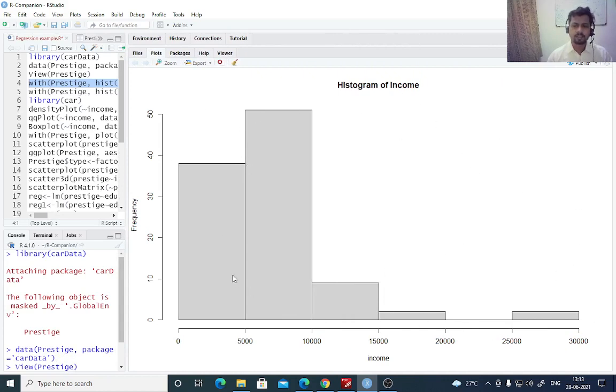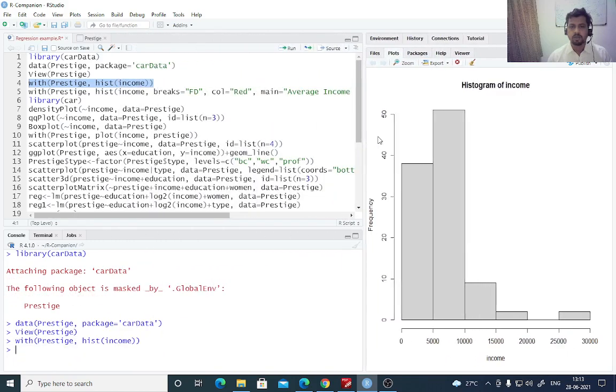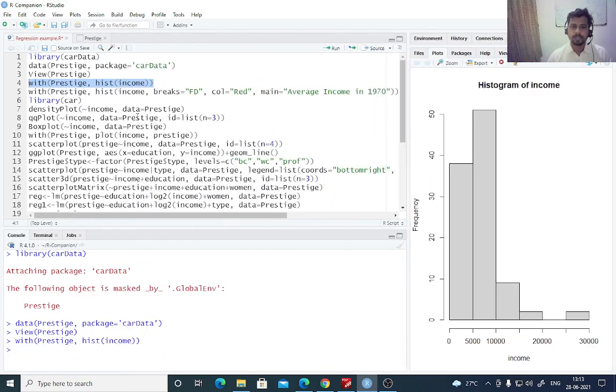Just by looking at this graph, you can easily understand that the mode of the income variable occurs somewhere between $5,000 and $10,000, because most of your data are concentrated in this class interval. But when your number of class intervals is quite large, in that case your histogram somewhere does not reveal the true information. So how we can actually overcome this is by using this command.